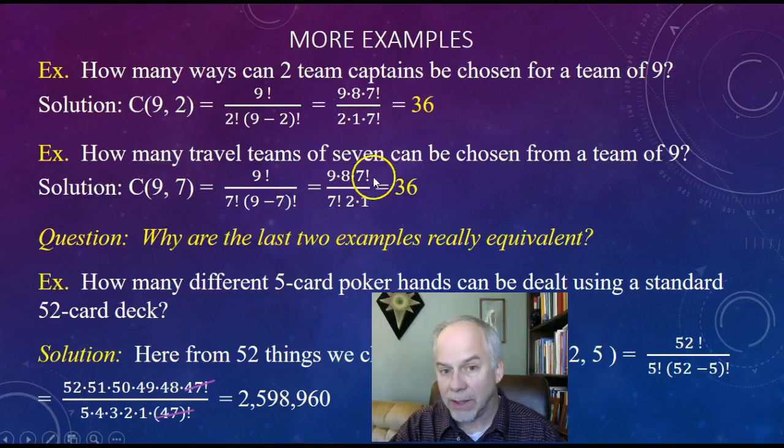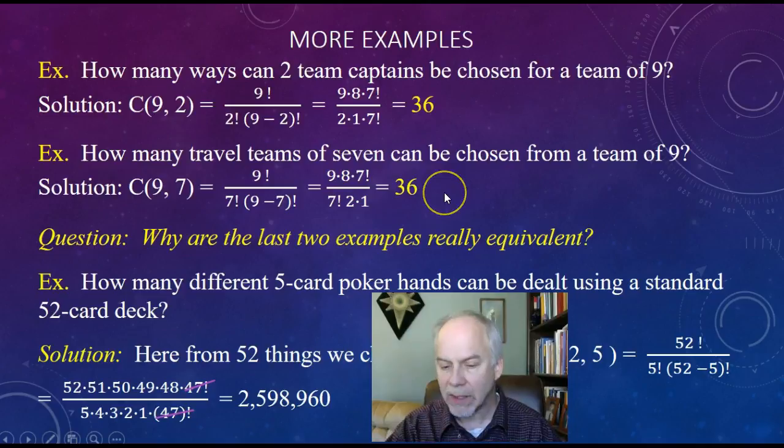But if you look and compare this, we really have the same numbers on the bottom and the same numbers on the top. You have 9 factorial on the top in both cases. You have 2 factorial and 7 factorial on the bottom. Well, in this situation, you have 7 factorial and 2 factorial. So the 7 factorials again cancel, and you get 9 times 8 divided by 2.